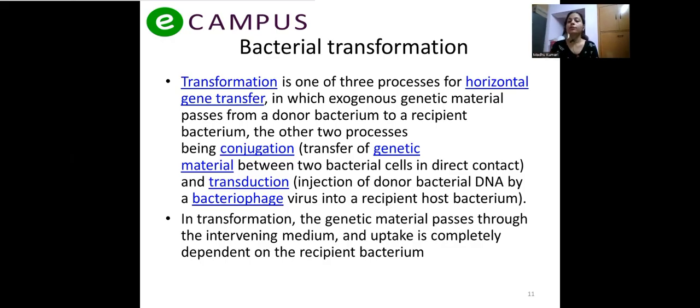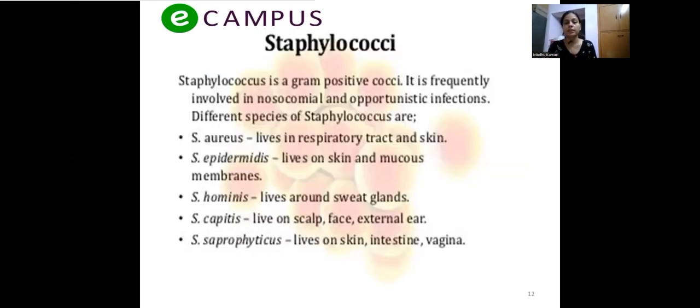In transduction, there is injection of donor bacterial DNA by a bacteriophage into a recipient host cell. In transformation, the genetic material passes through the intervening medium and uptake is completely dependent on the recipient bacteria. In transduction, bacteriophages, which are viruses that infect bacteria, are used for the transfer of genetic material from one bacterium to another. Clear?